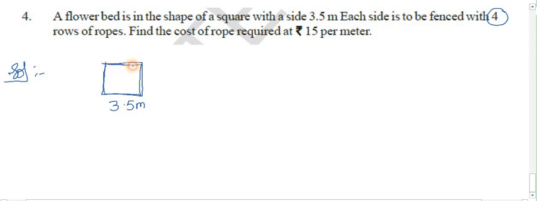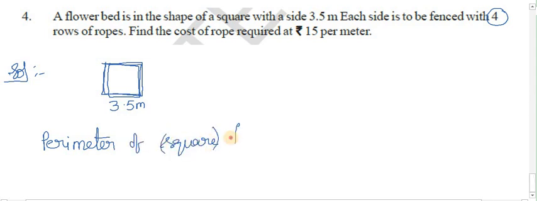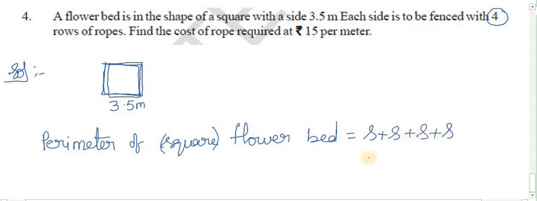Perimeter means starting point to ending point, one time we are doing. But here we have to do 4 times. So first we will find out the perimeter. Perimeter of the square, or you can write flower bed, because in the question he used the word flower bed. So we all know that side plus side plus side plus side, and this can also be written as 4 into side, and here my side is 3.5 meters into 4.